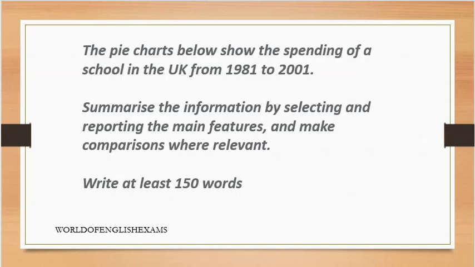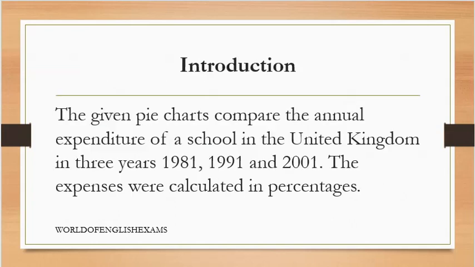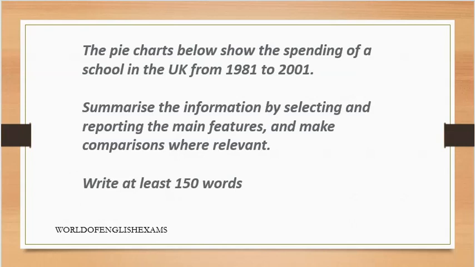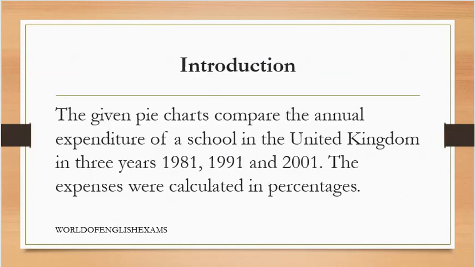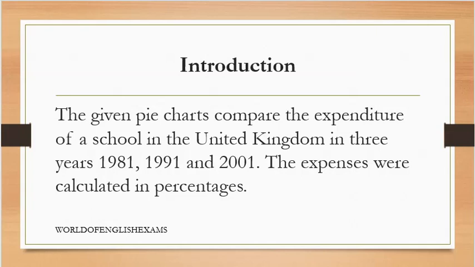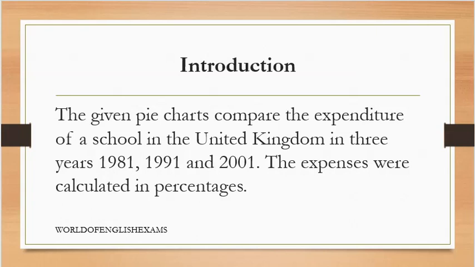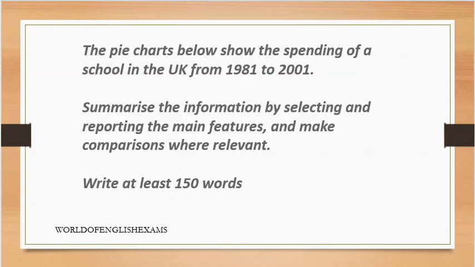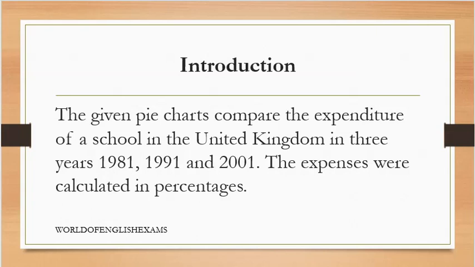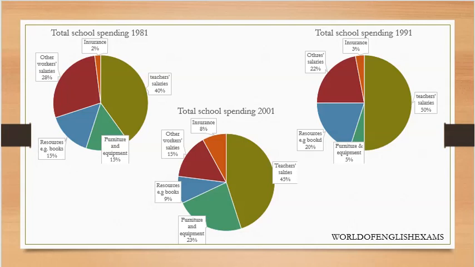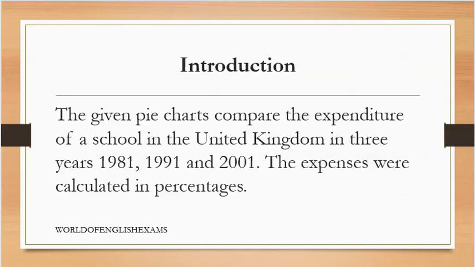Here the pie chart show is given, and I have written the given pie charts. Here they have used the word show, and here I use the word compare. And in the question it's given the spending of a school in the UK. So, and I have written the expenditure of a school in the United Kingdom. Then instead of writing in the UK, I have represented in the United Kingdom. Then they have given the question that from 1981 to 2001, I have written it as in 3 years, 1981, 1991 and 2001. And what I got from the chart title is that all the units of measurement were percentages. That's what I have represented. The expenses were calculated in percentages.